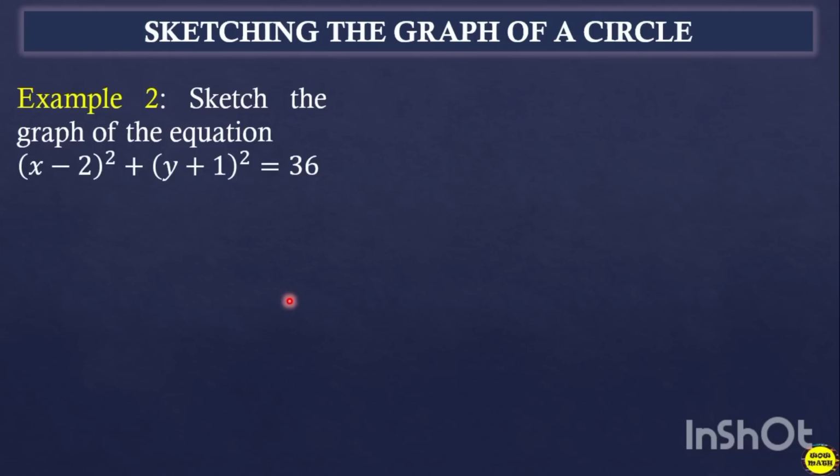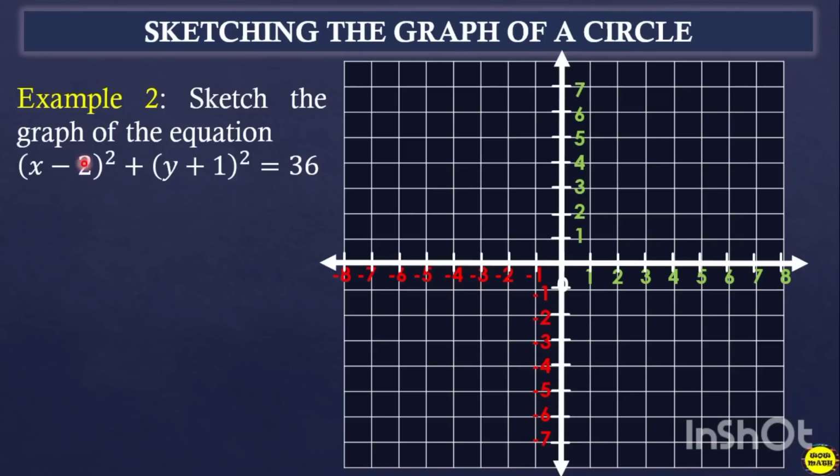Next, sketch the graph of the equation. The quantity of x minus 2 squared plus the quantity of y plus 1 squared is equal to 36. So, pag sa ganitong case, paano natin kinukuha yung center? Ito lang yun, di ba? Yung value ng h, saka yung k. Since negative to, so positive yung h natin. And then, since positive yan, ibig sabihin negative yung k natin.